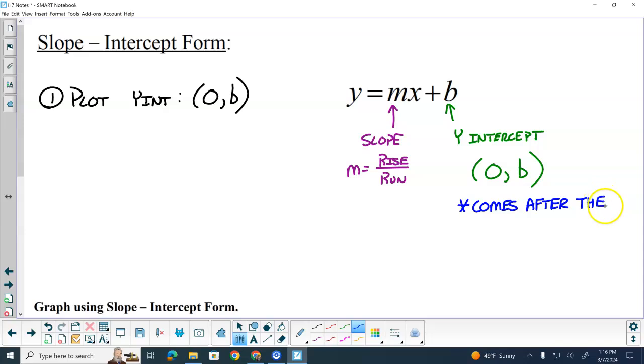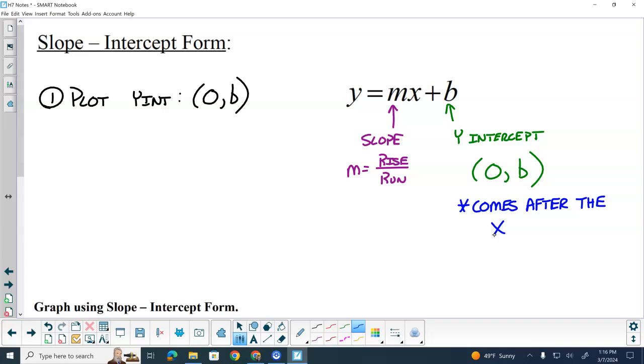Because next year you're gonna get into all the crazier stuff. It's gonna be out of order. But if they're good math teachers, they need to put in y equals mx plus b, not y equals b plus mx. So y-intercept is always going to come after the x.